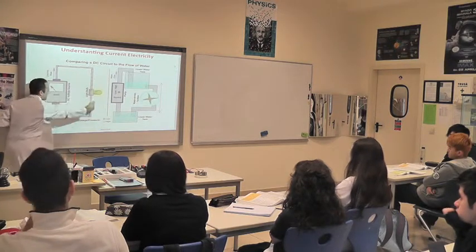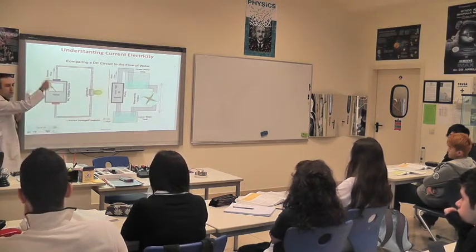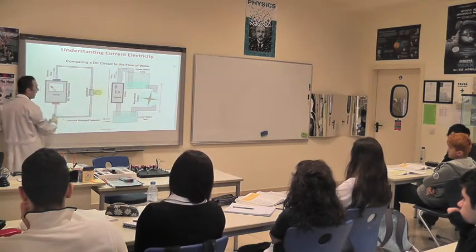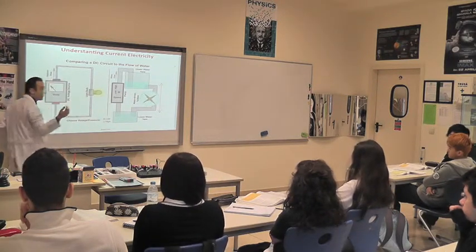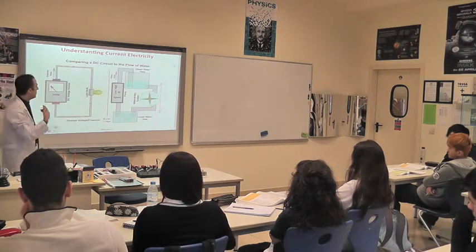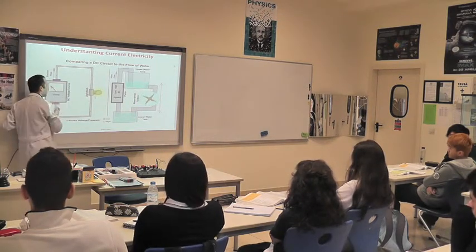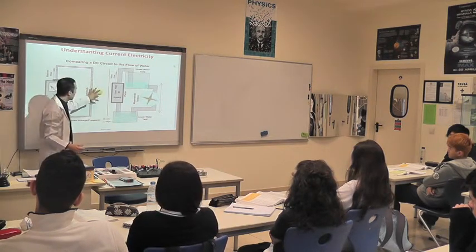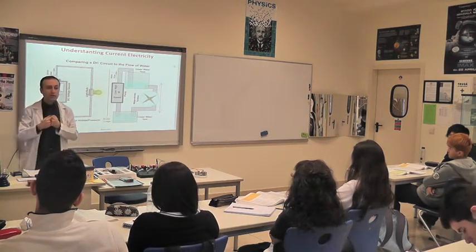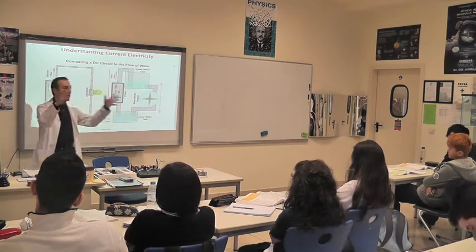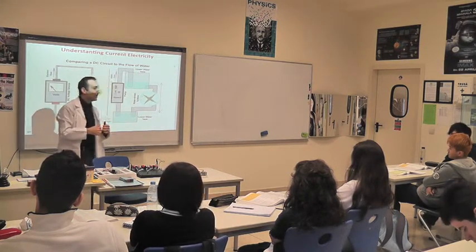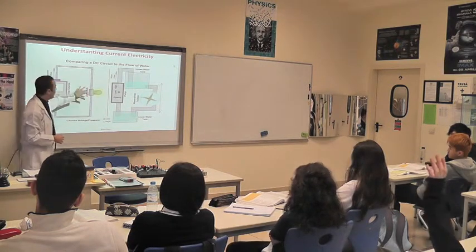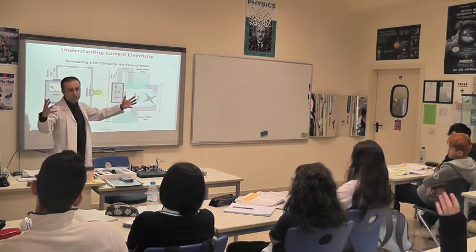What are those things in between moving around? Electrons. If I connect these two with metal wires, free electrons start to move from one side to the other side, and that's the current electricity. When they come to the light bulb, those electrons give off their energy, and the electrical energy that they gain from the battery turns into light energy.